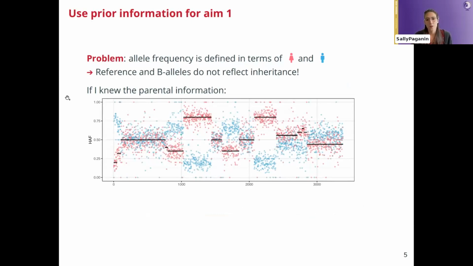If I were to know the parental information, I would be able to come up with this sort of plot here. I would be able to associate a color to each of my B allele frequencies and estimate the right average for these segments. Whereas if I use B and reference alleles, what happens, for example in this case here, is that instead of getting an estimate around 0.8, I would get something closer to 0.5.